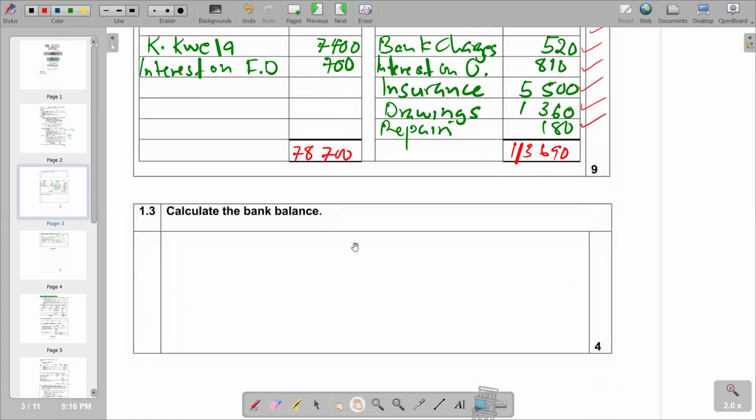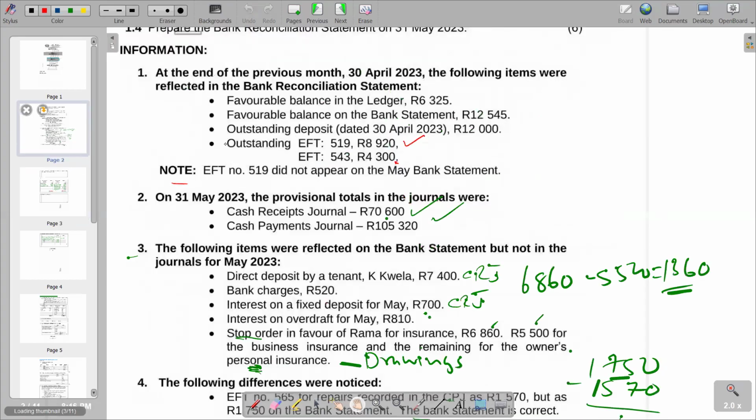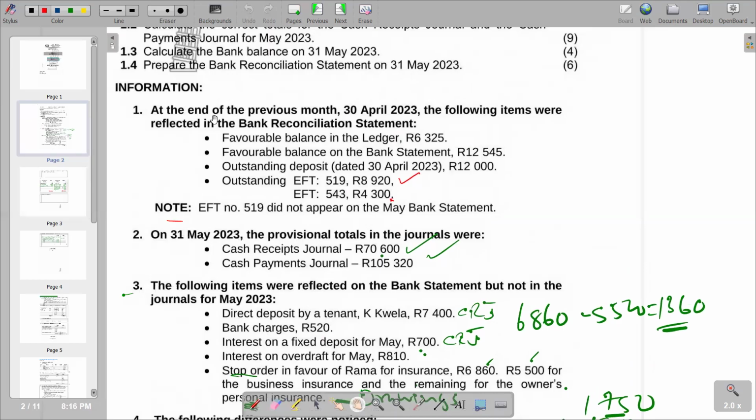So on 1.3, remember it needs us to calculate the bank balance. So we are going to use the balance that we calculated in the journals. And obviously we need to go back to the previous month's bank reconciliation statement, which we have at the beginning of the question. The initial balance given here is the favorable balance in the ledger, and the other one is the favorable balance of the bank statement, 12,545. So we take the favorable balance in the ledger, 6,325.